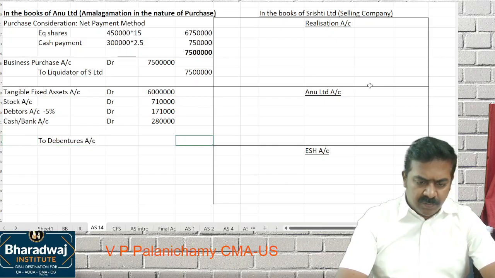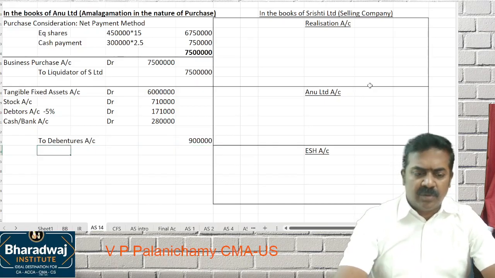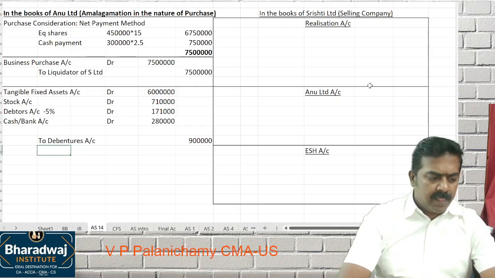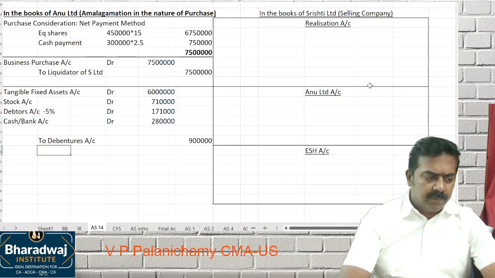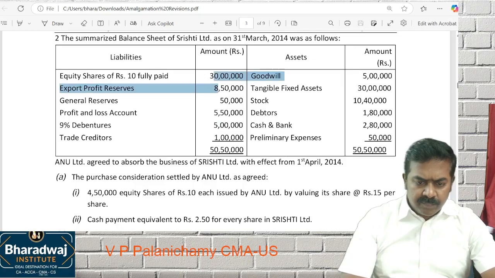Debentures. As of now, let us record 9 lakhs. How we are settling, we will see that later. Then, sorry, check the total. Check the total of the balance sheet.